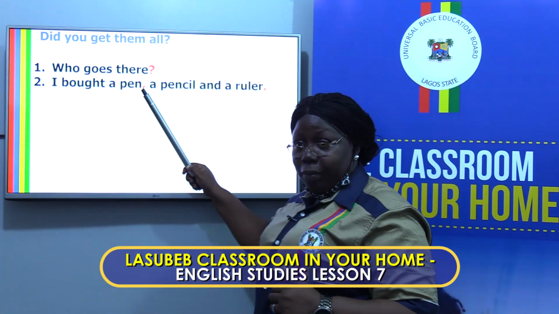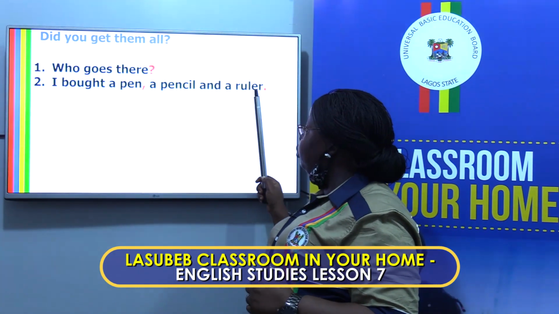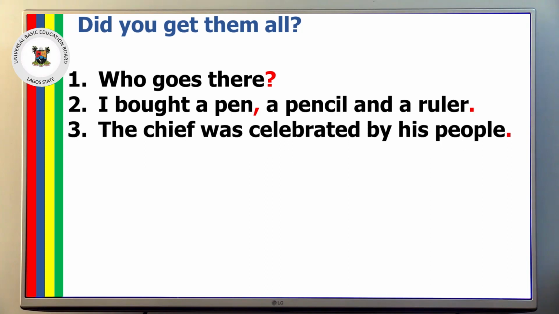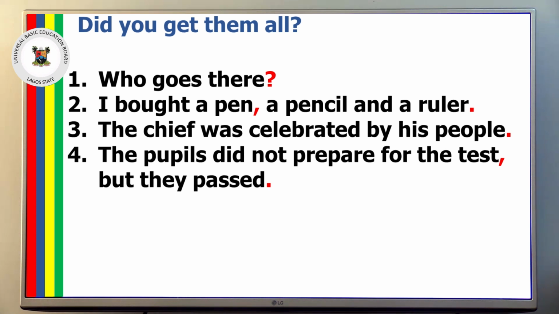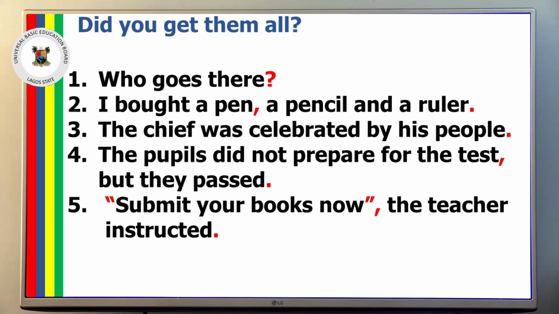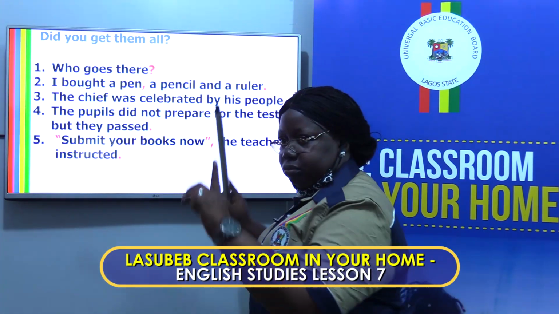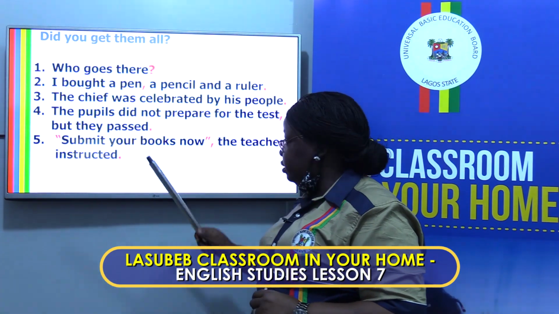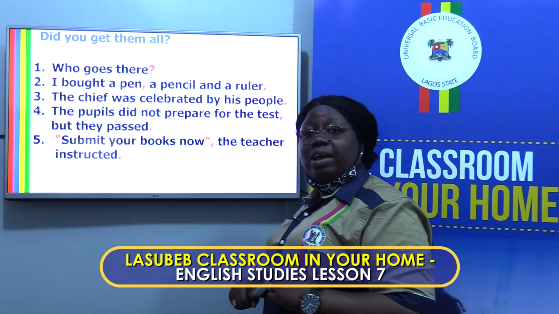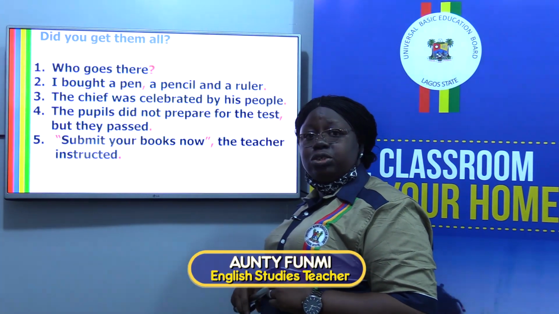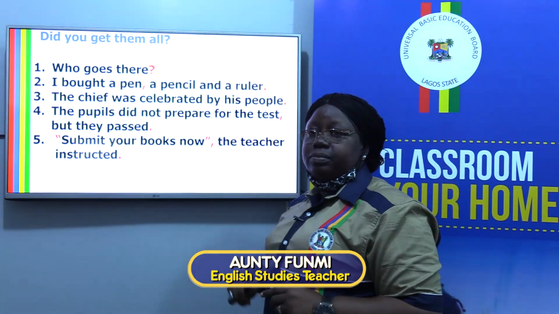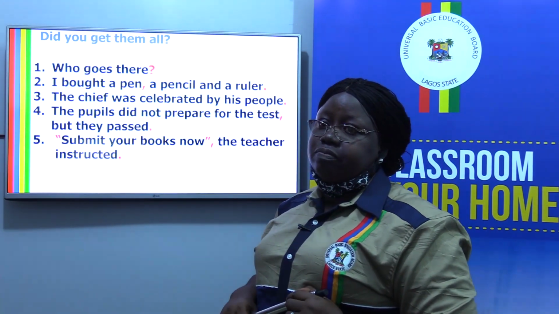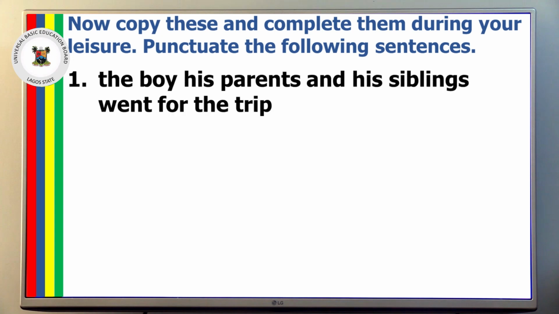I bought a pen, comma, a pencil, and a ruler, full stop. The chief was celebrated by his people. Full stop. The pupils did not prepare for the test, comma, but they passed. Full stop. Submit your books now. Quotation marks. Then comma. The teacher instructed. Full stop. Did you get the 5s right? Let me give you the raise the roof chair. Copy this and complete them during your leisure.